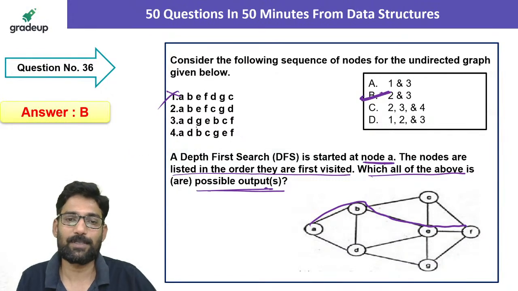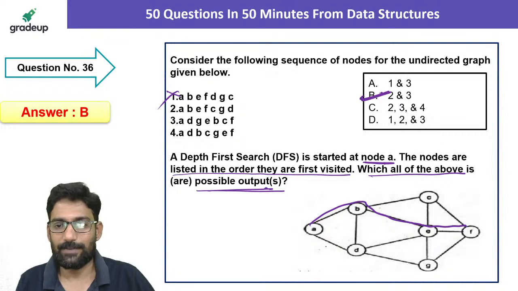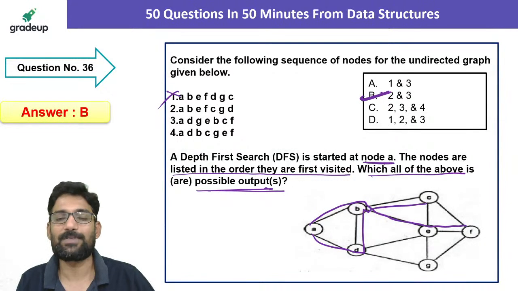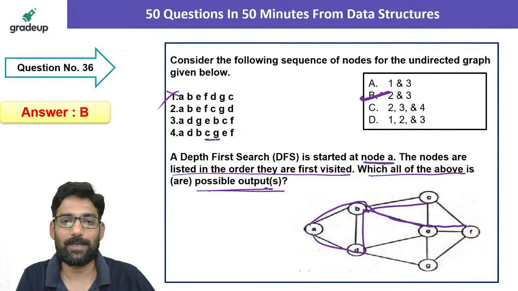If you see option 4, you start with A to D, D to B, B to C, C to G. How from C G will come? That's why it is wrong.